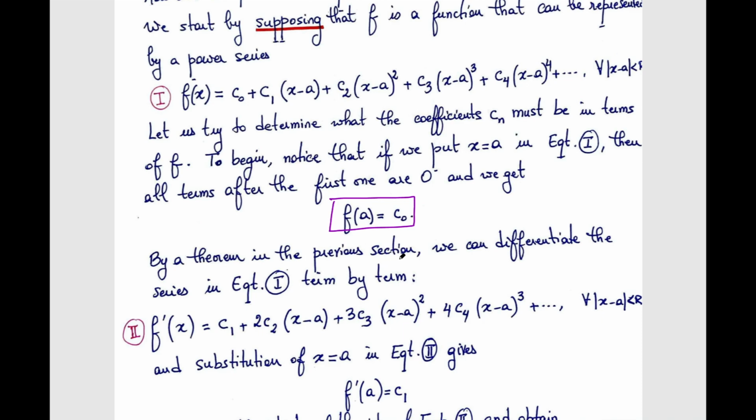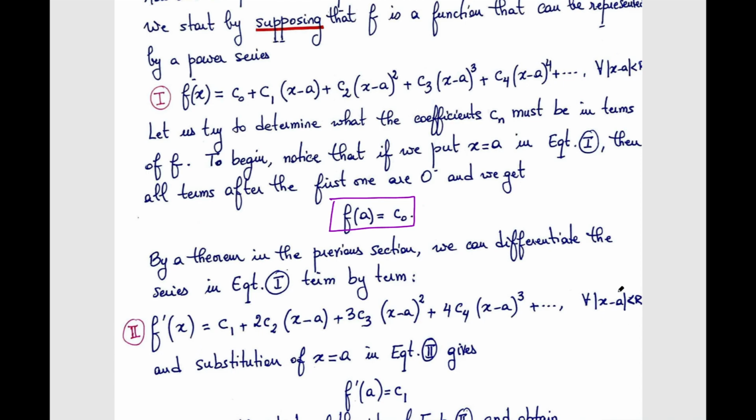Appealing to that theorem, I'm going to differentiate the two sides of equation 1. The left side becomes f prime, and on the right side the constant becomes 0. We get c1 times the derivative of this, which is 1, so c1, plus, differentiating this guy with the chain rule, 2 c2 times x minus a, and so on and so forth. And the radius of convergence remains the same. If you start with radius of convergence r, you end up with the same radius of convergence.